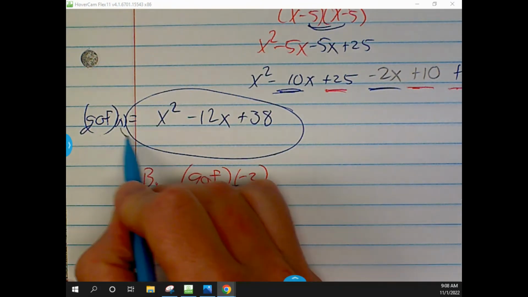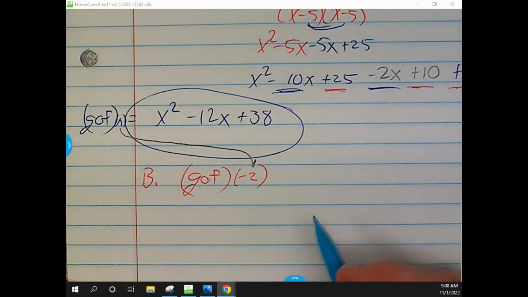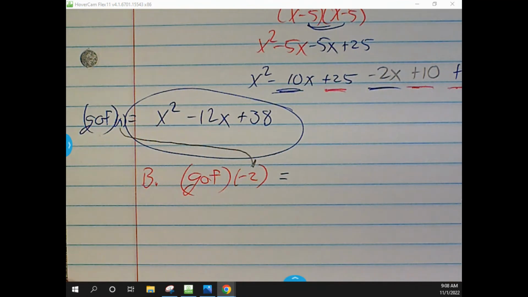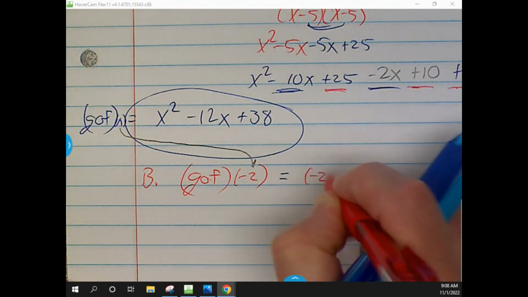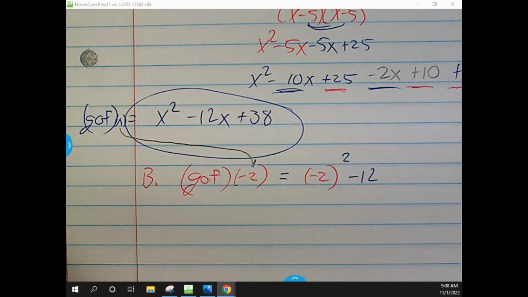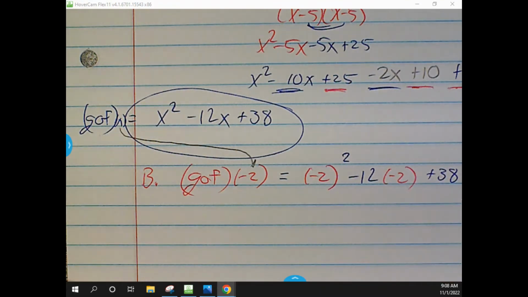Okay, so again, everywhere that there's an x, now you're going to take all the x's and replace it with negative 2. So that's going to be negative 2 squared minus 12 times negative 2 plus 38.